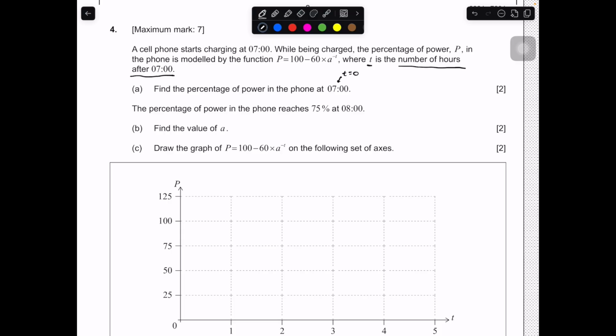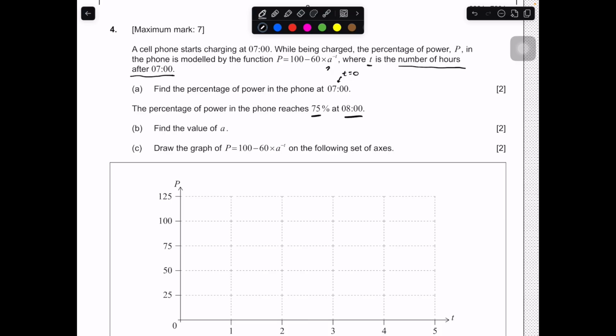All right. The percentage of power in the phone reaches 75% at 8 o'clock. This is another kind of classic. There are so many of these questions where they ask you to find one unknown, or the initial starting value, where we raise some variable to the power of 0. And then they're going to give you two values, an x and y, or an input and an output, and we use it to find the other variable. So in this case, we want to find the value of a, this right here, and they're giving us some inputs and outputs, some other known values.